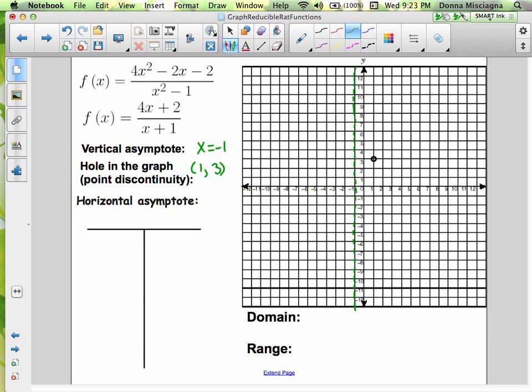And then the horizontal asymptote is just the ratio of the coefficients. That's going to be y equals 4 because we have an x in the numerator and x in the denominator. The coefficient on that leading term is 4 in the numerator, 1 in the denominator. So y equals 4 is the horizontal asymptote.